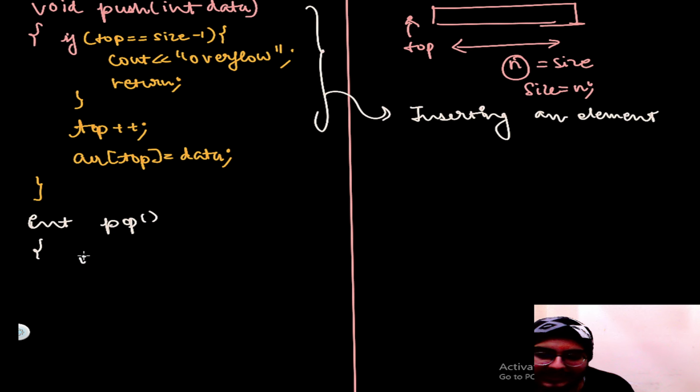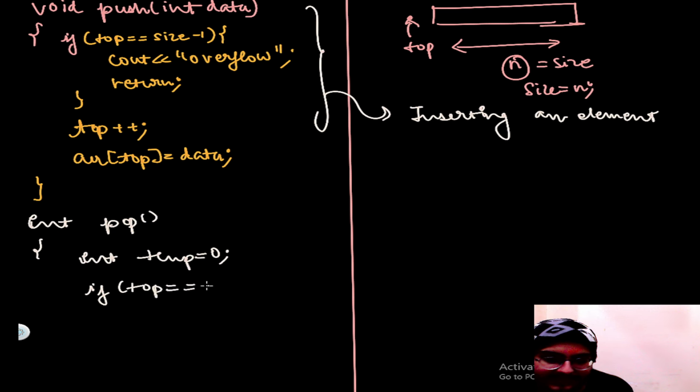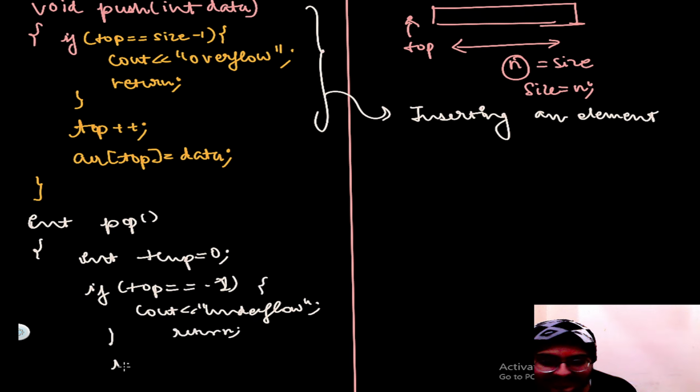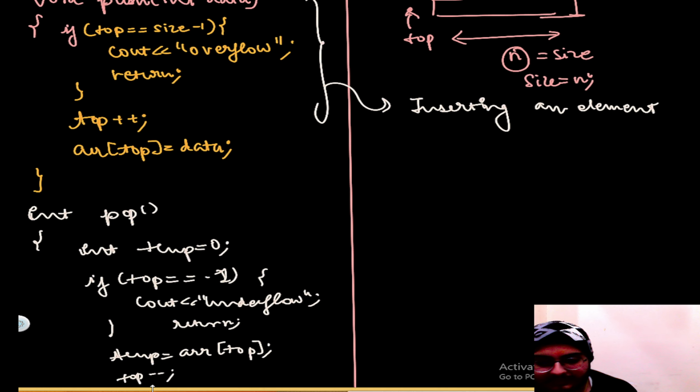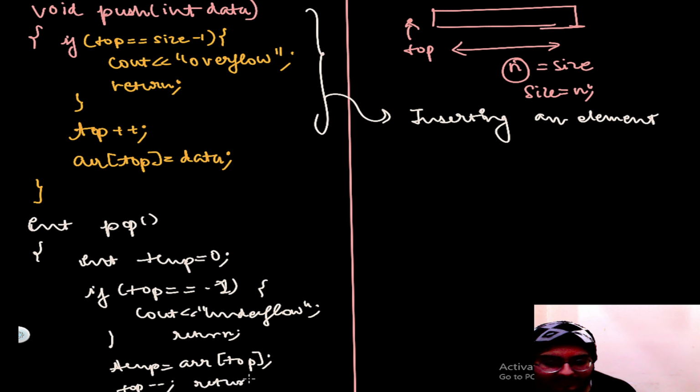You can say int temp is equal to 0. If top is equal to -1, this is the check, then cout underflow and return. Else, temp is equal to array of top, because if we do top minus minus before that, we will lose the element. Then top minus minus and return temp. Basically this is what we will do.